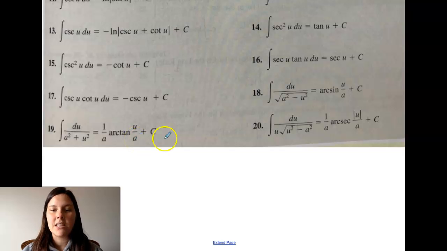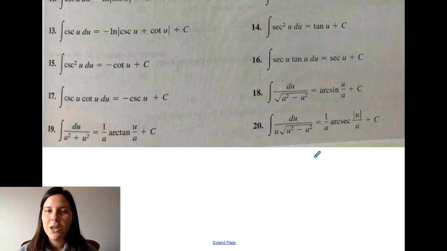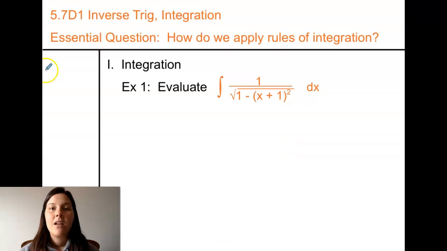Again, we'll mostly be seeing these with x's. And same thing for our arcsecant. We've got that very similar pattern where we've got that u squared minus a squared, and that is part of our formula as well. Again, all of these integrals are on that Quizlet for you so that you can practice them and memorize them.